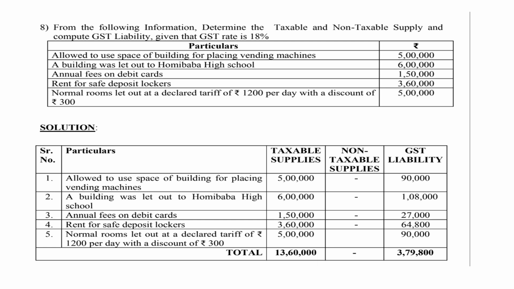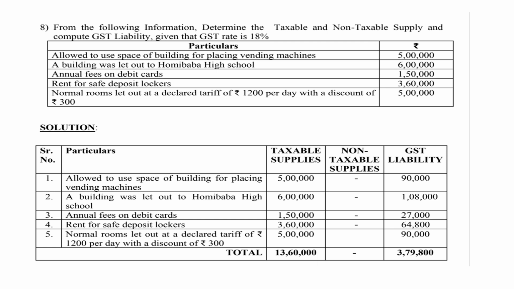Next condition is a building was let out to Homi Baba High School. It is not given to a particular education body, but to a particular school, so it is a taxable supply. So 6 lakhs into 18%, your GST liability is 1 lakh 8,000. Then you have annual fees on debit card. Taxable supply here is 1,50,000, and 18% of 1,50,000 is 27,000.